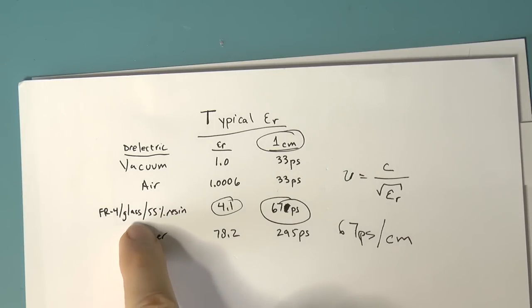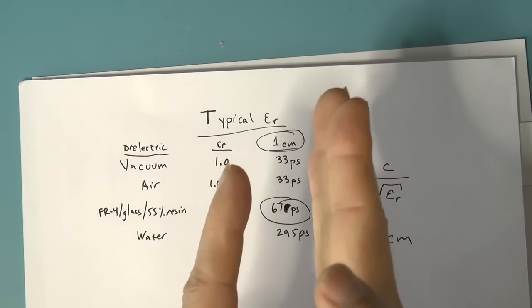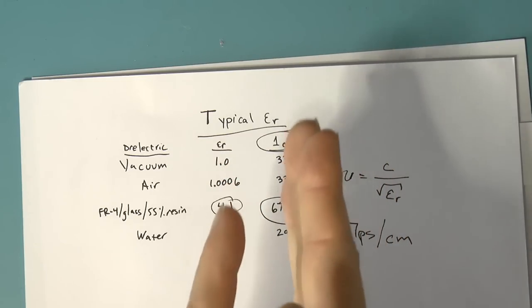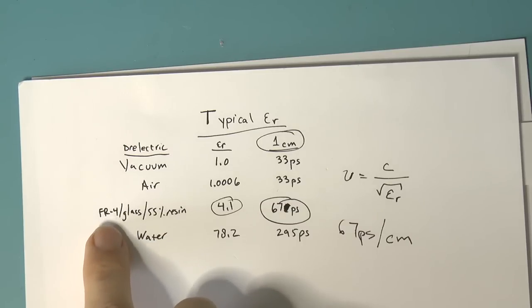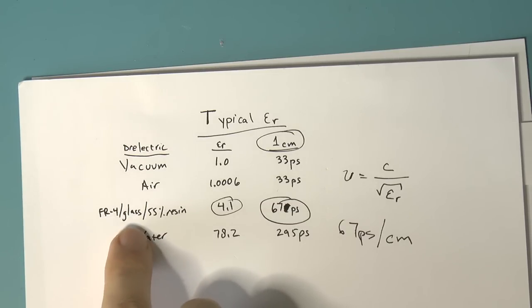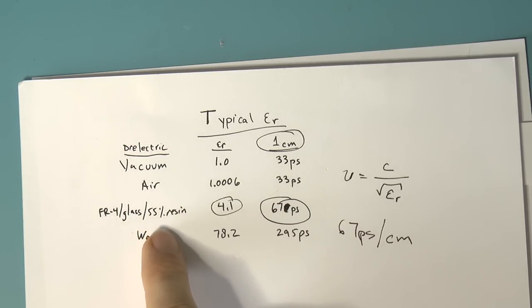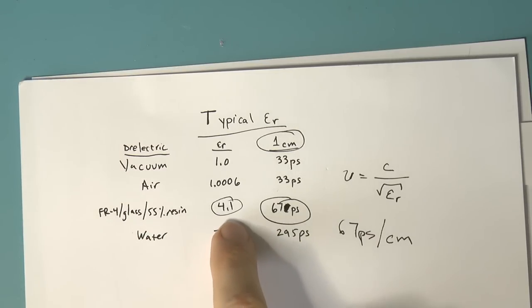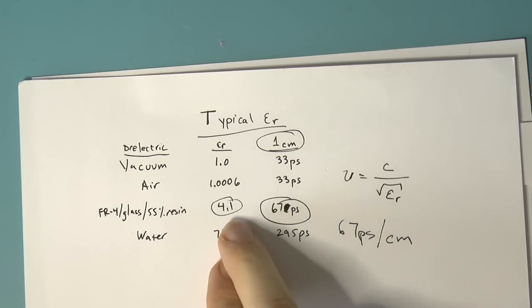Now, the important thing that we're going to talk about is in a printed circuit board. So if you have, say, a ground plane and a trace separated by a printed circuit board, that PCB is made up of FR4 impregnated with glass and 55% resin. Anyway, the dielectric constant is measured to be 4.1. It's something close to 4.